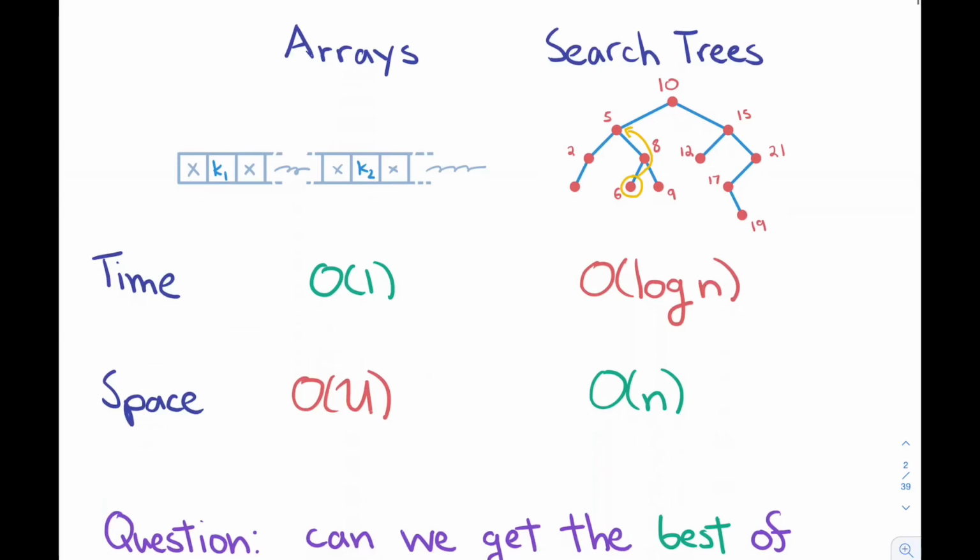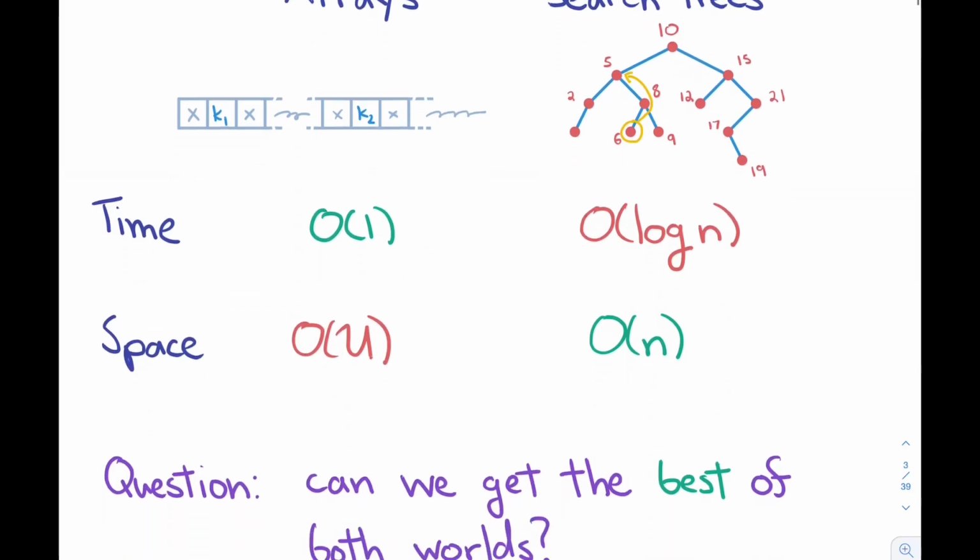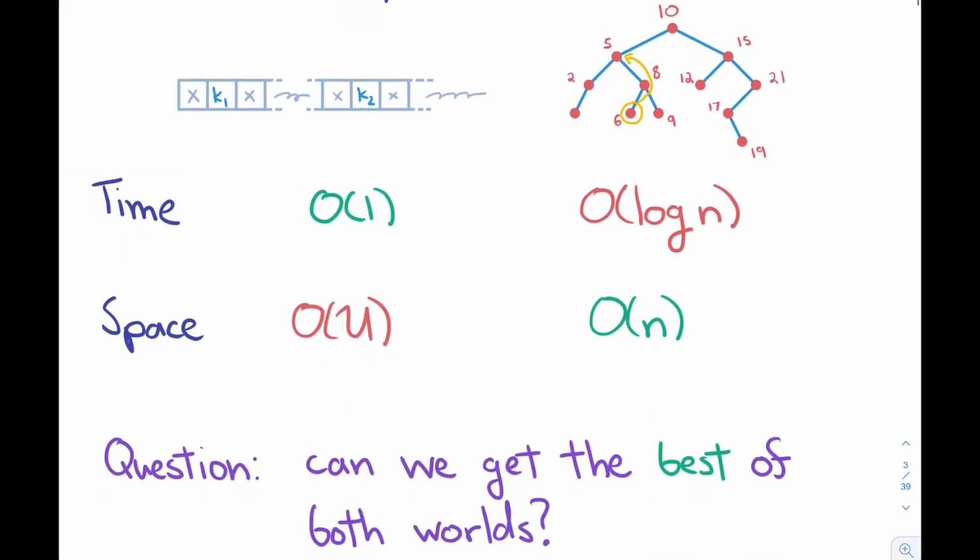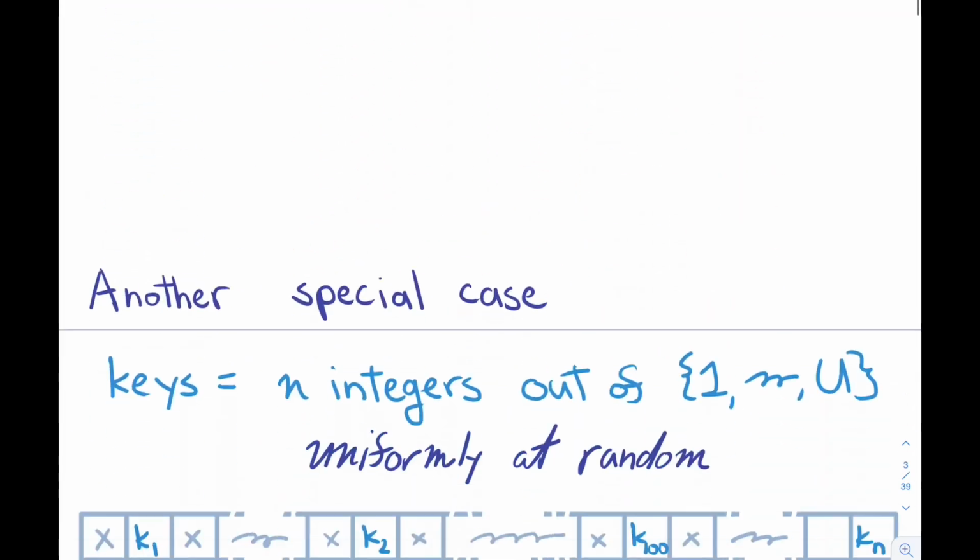The first is to make a large data structure that fits the entire universe. The other is to make a search tree, which has log n time per operation and linear space overall. And the question was, can we get the best of both worlds? Can we get O(1) time per operation and O(n) space overall?